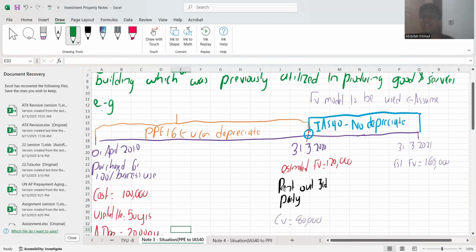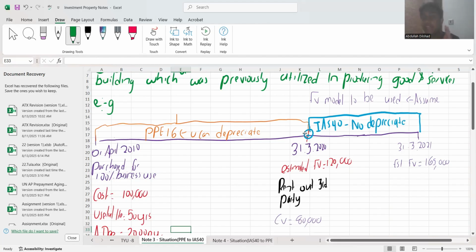So then you all need to identify that from this date onwards, from the blue dot onwards, your IAS 40 treatment gets activated. Why? Because his intention is to rent it out to a third party and earn rental income. Anything before, can you see this orange part that I have highlighted? Anything from 1st April 2010 to 31st March 2020 is treated under IAS 16. Why? Because the intention for the 10 years was to use the asset for business.